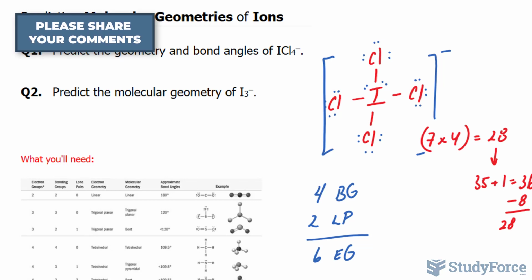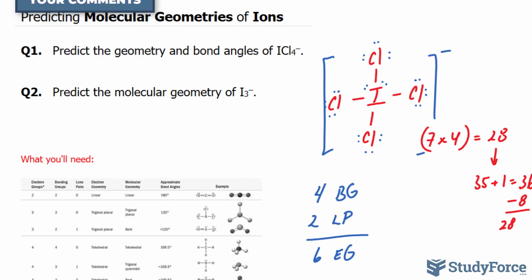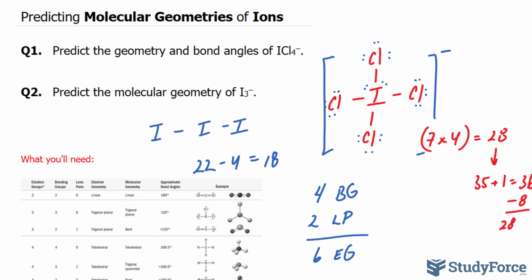In question number 2, we have to predict the molecular structure of triiodide, and it has the chemical formula shown on your screen. Just as before, we'll start with the Lewis structure, and this one is not that hard. In fact, we have 3 iodine atoms, and iodine has a valence of 7. 7 times 3 is 21, plus that extra electron, we have 22 to work with. We've already used up 4, so we have 18 to work with.